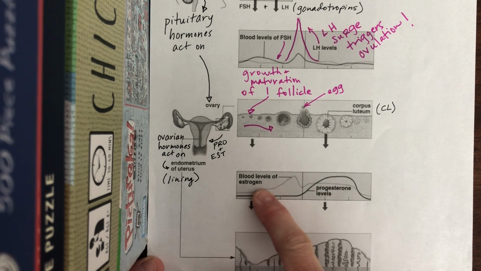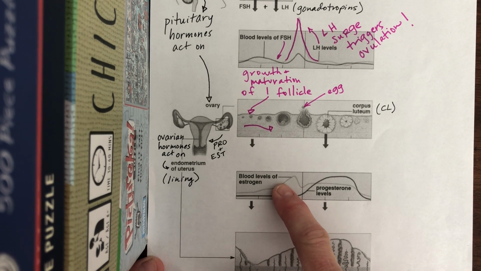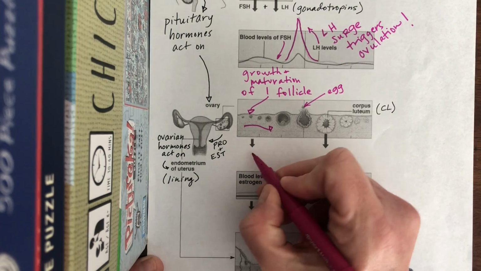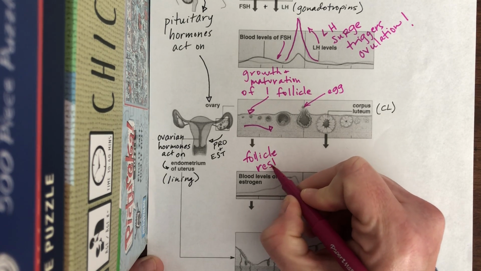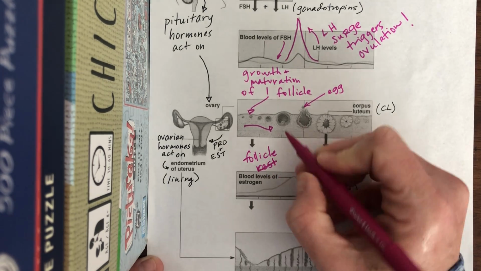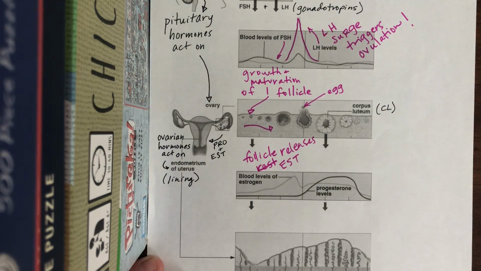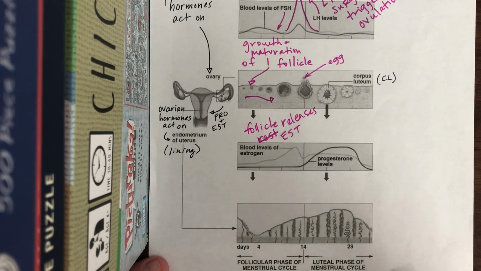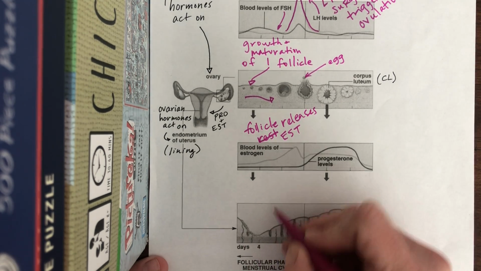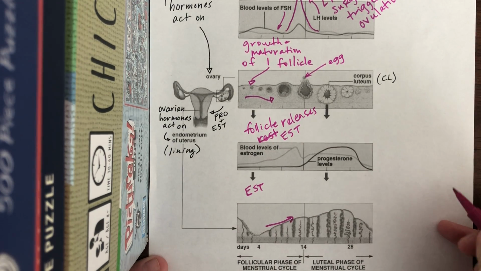You see that the estrogen is rising during the follicular phase, and that's because as the follicle matures, it makes more and more estrogen. So here I'm going to write follicle releases estrogen. There we go. Releases estrogen, and that estrogen helps build the uterine lining. So as we look down, we see that this is the uterine lining at the end of a period shedding, and this is the lining building under the influence of estrogen.